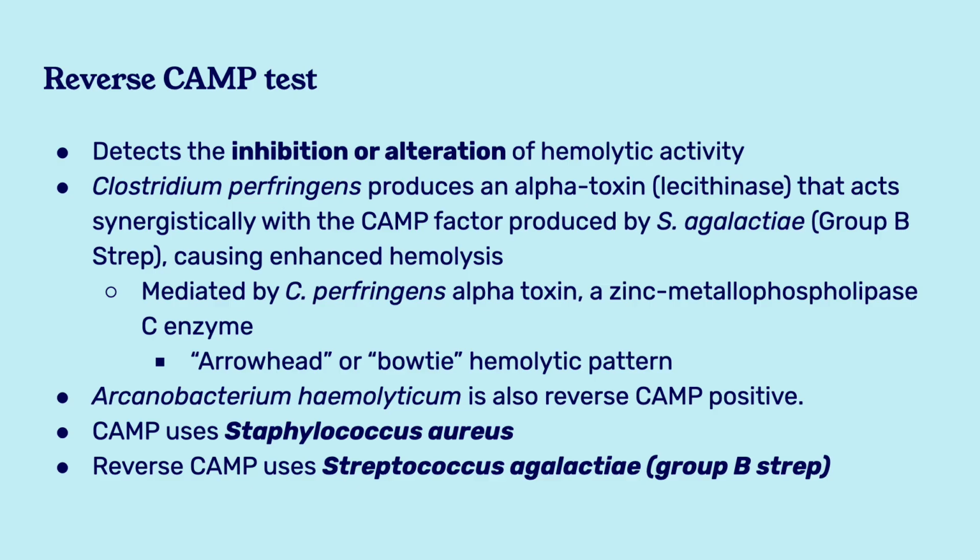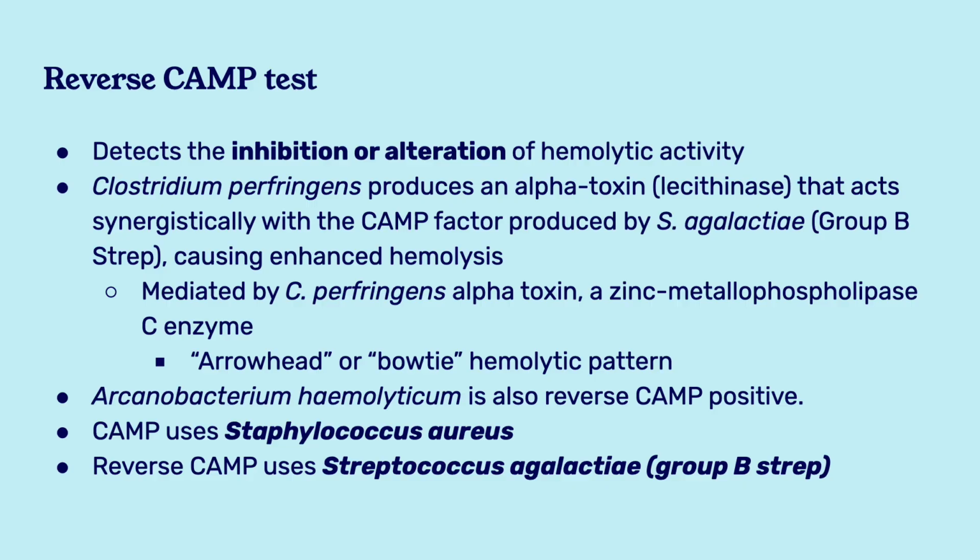So while we're on the topic, I would also like to cover the reverse CAMP test, which detects the inhibition or alteration of hemolytic activity. Clostridium perfringens is reverse CAMP positive because it produces an alpha toxin lecithinase that acts synergistically with the CAMP factor produced by Streptococcus agalactiae, which causes enhanced hemolysis.